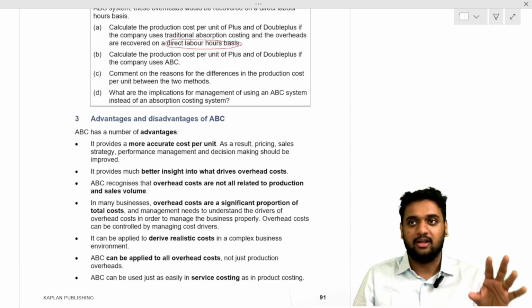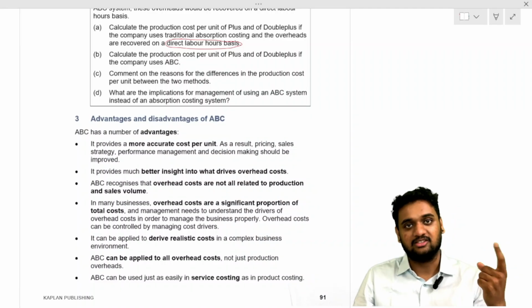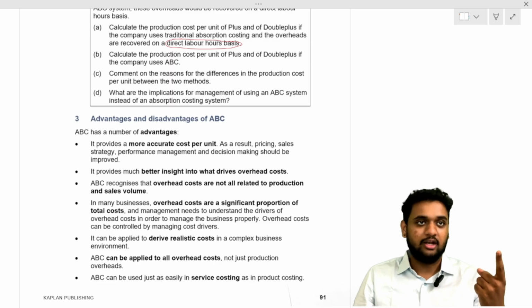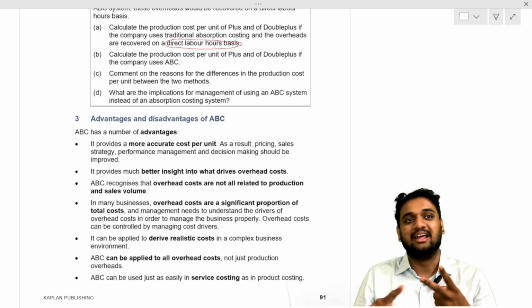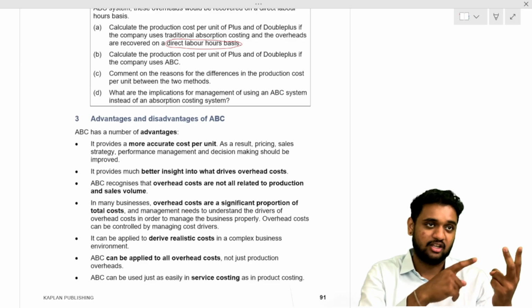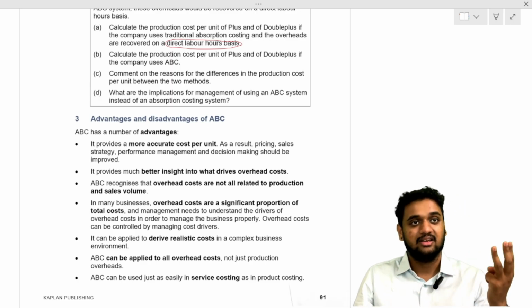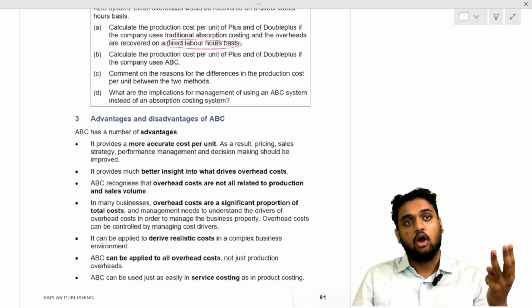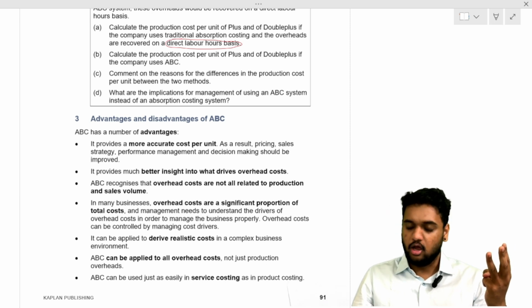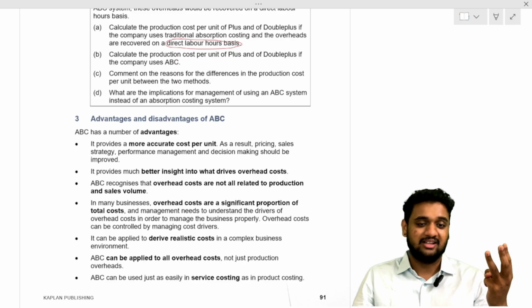That is the third point. A, B, C. Three letters are there. First point A, accurate. What is accurate? More accurate cost per unit. Second one B, better insight as to what drives the cost. Third point A, B, C, three letters. ABC tells us that not all overhead costs are related to production and sales.